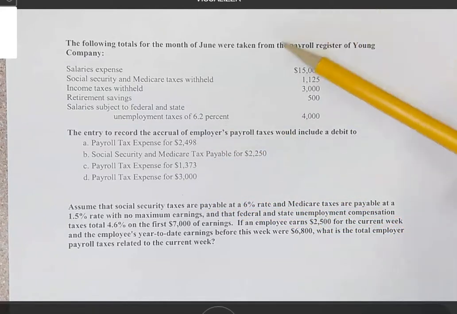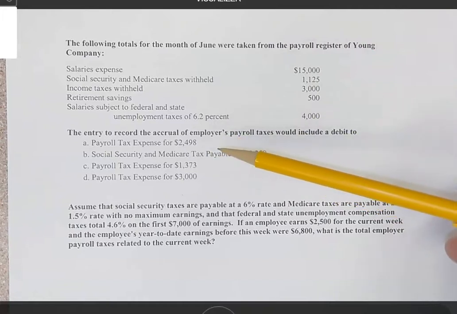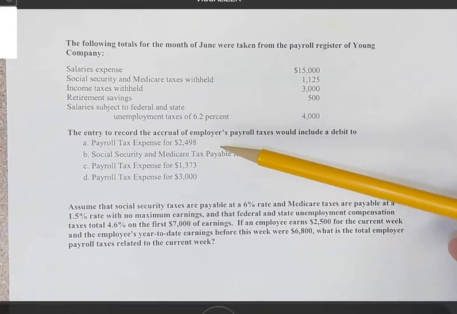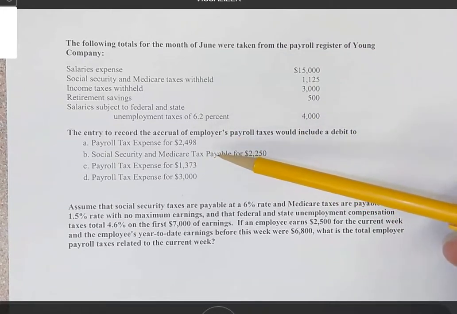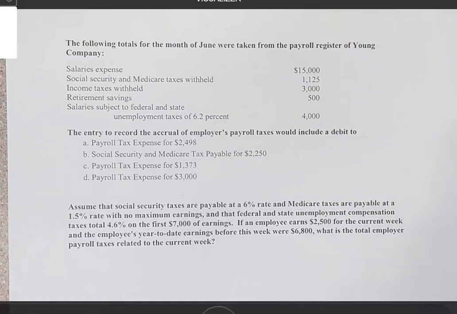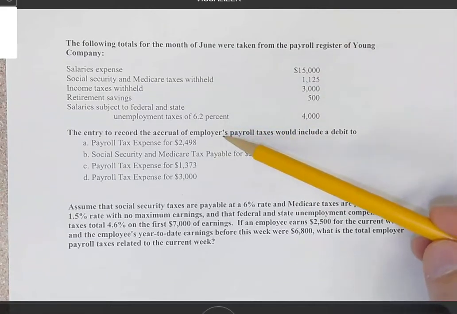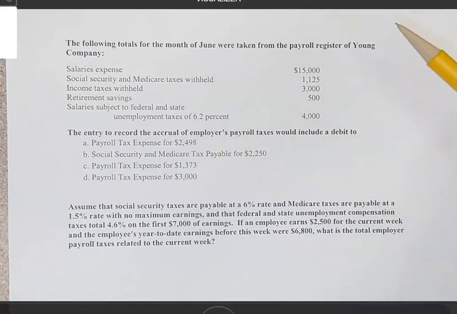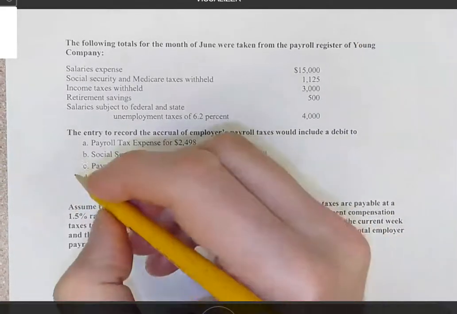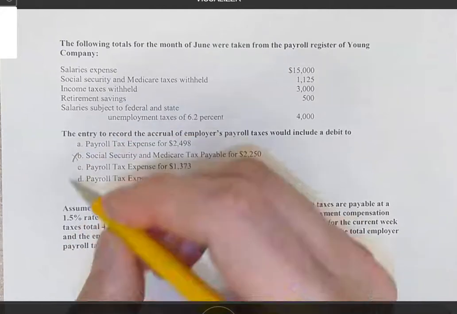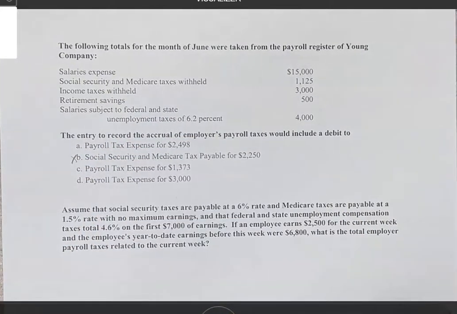Okay, B is wrong, because it says the employer's payroll taxes. So B is going to automatically be wrong, and I'm not going to get into why, but it's wrong.